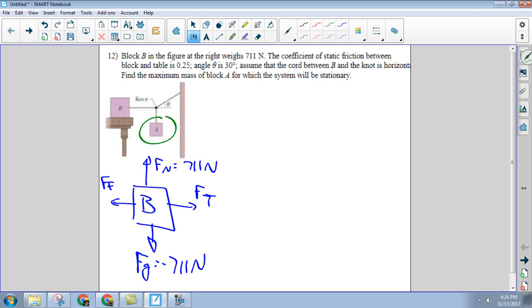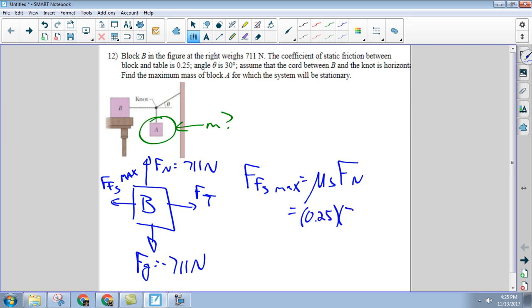The question is, what's the biggest mass we can have here such that nothing moves, right? Well, so our concern is that we want to make sure that B doesn't slide across the table, right? So we are going to put to use our static friction, and since we're trying to maximize the mass, it makes sense to maximize our static friction, right? So let's do that. Our force of friction static max in this problem is our coefficient of static friction times our normal force, which for us is 0.25 times 711 newtons.